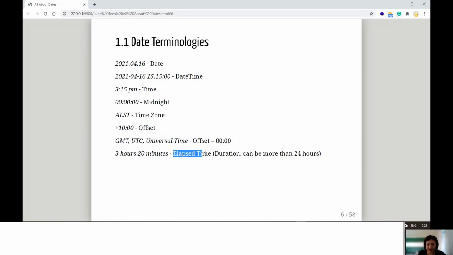And here's another thing, which is the elapsed time. So this is the time duration. This can be more than 24 hours. Basically, it's just counting how long the time has gone.